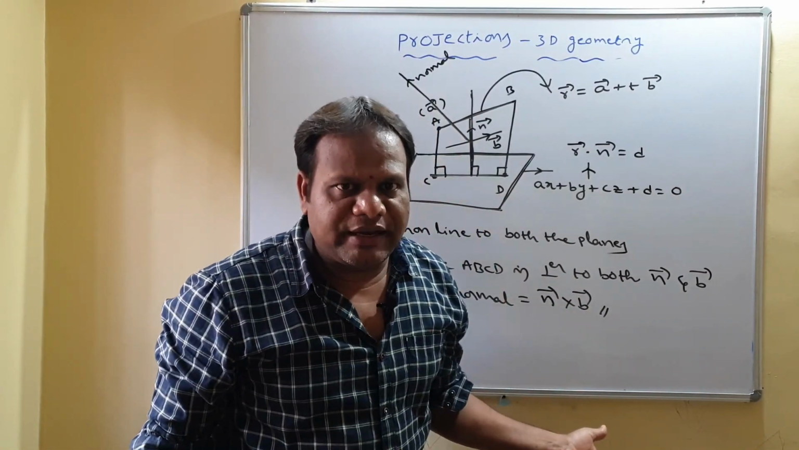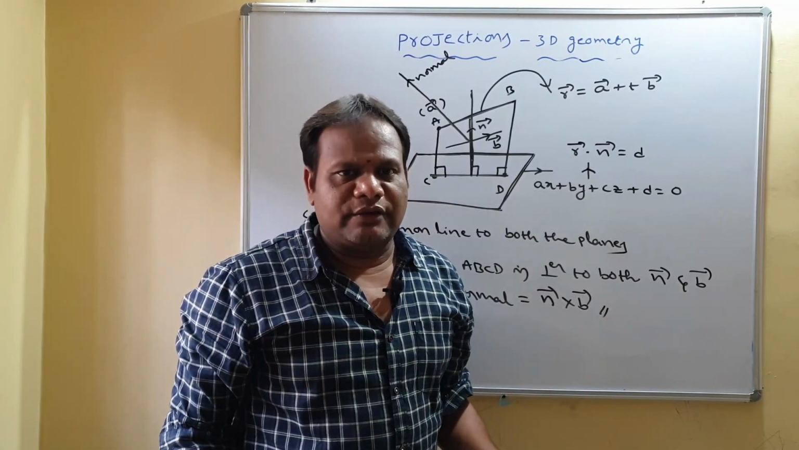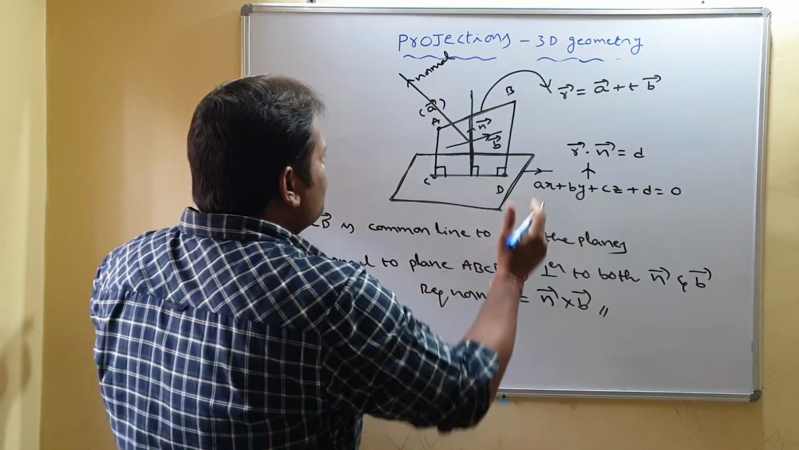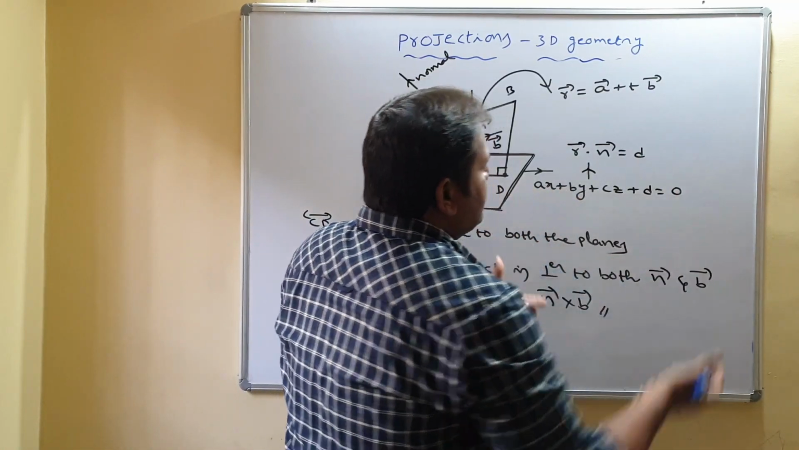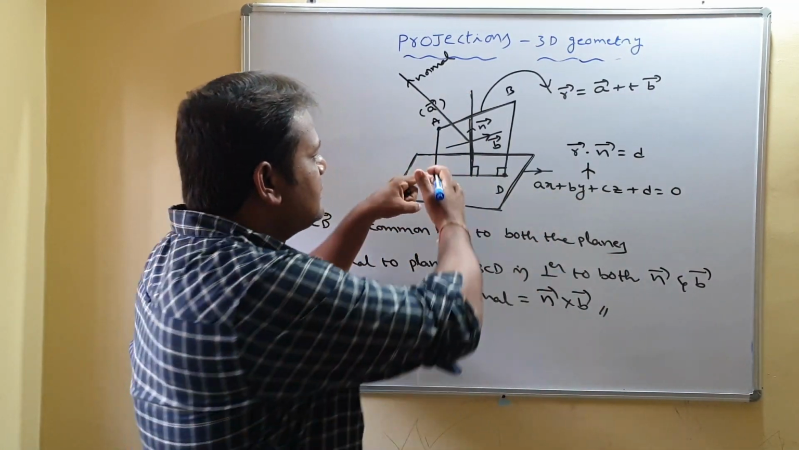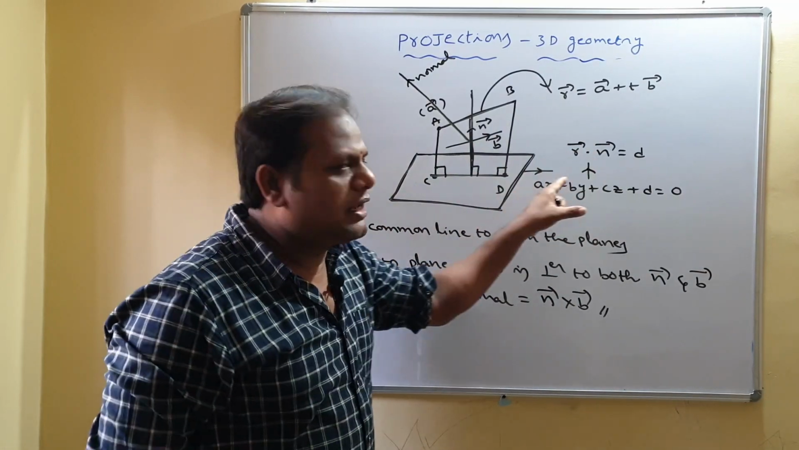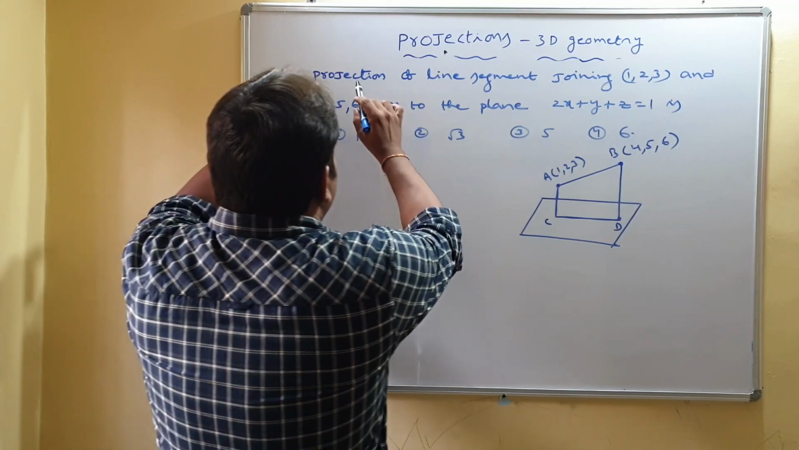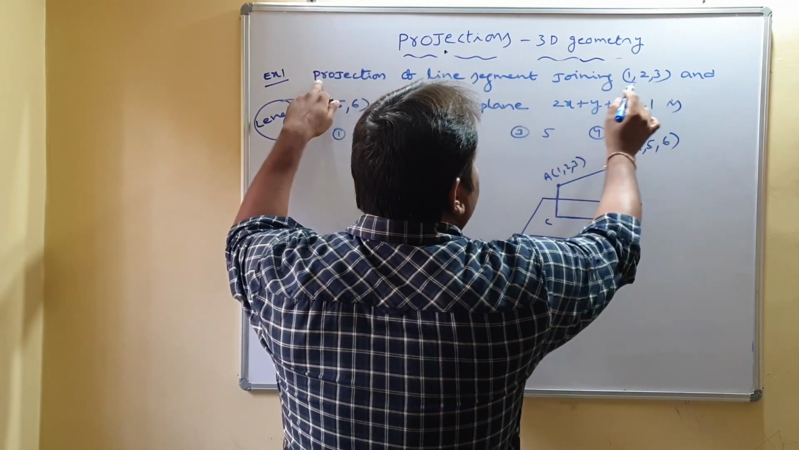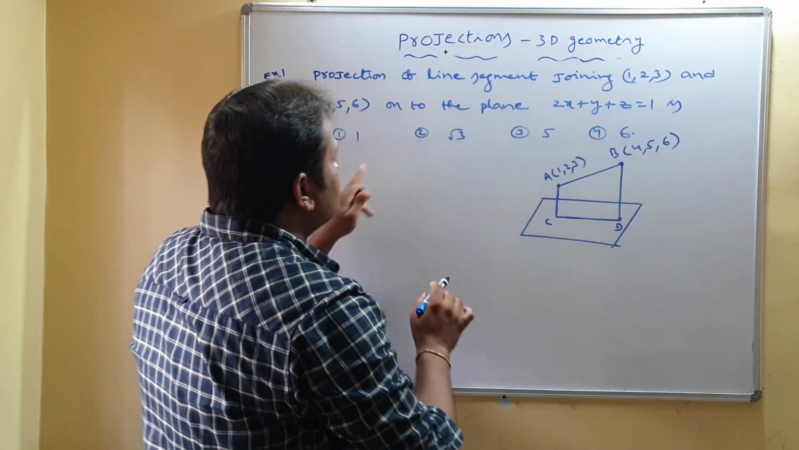So can you write the plane equation? Yes, we can write the plane equation. Now just combine that plane equal to 0 and this plane equal to 0, that represents the common line. Here that common line is what? That is CD.